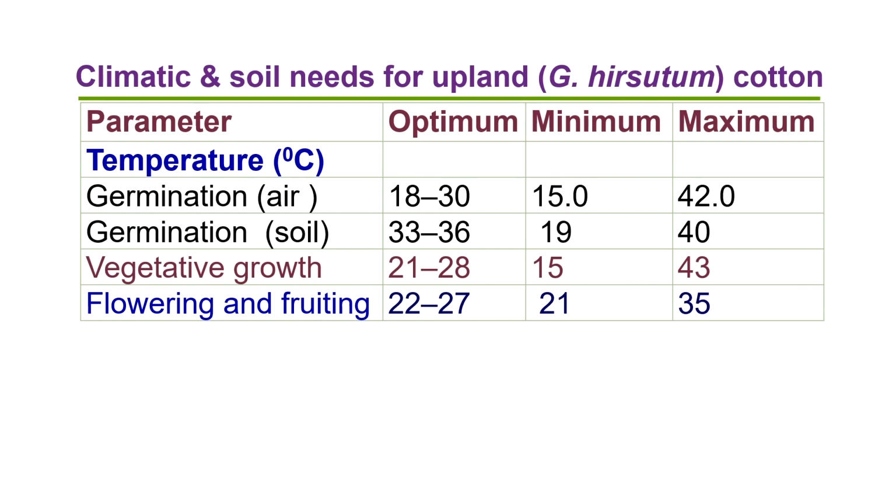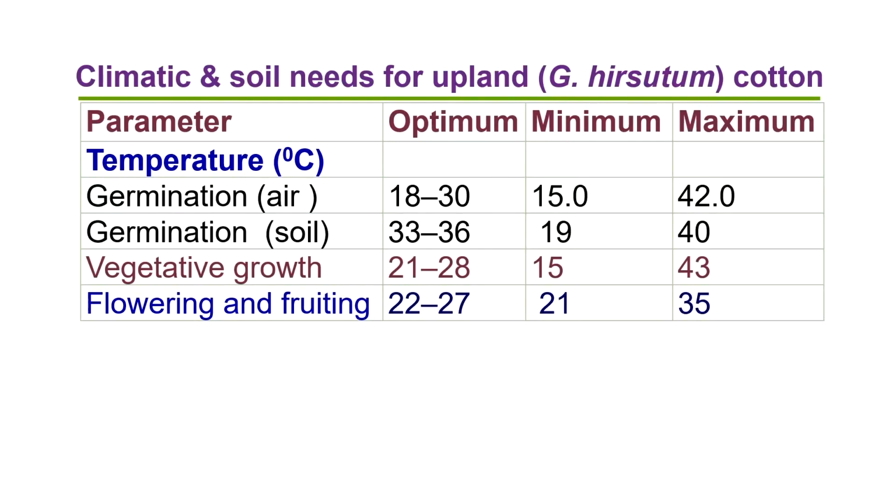Next is your climatic and soil needs for upland cotton, which is Gossypium hirsutum. This Gossypium hirsutum is also called American cotton or upland cotton. So, temperature requirement for germination, air temperature. Optimum is 18 to 30 degrees centigrade air temperature for Gossypium hirsutum. The minimum temperature requirement for germination is 15 degrees centigrade temperature of the air, and maximum tolerable limit is 42 degrees centigrade for germination. This is air temperature.